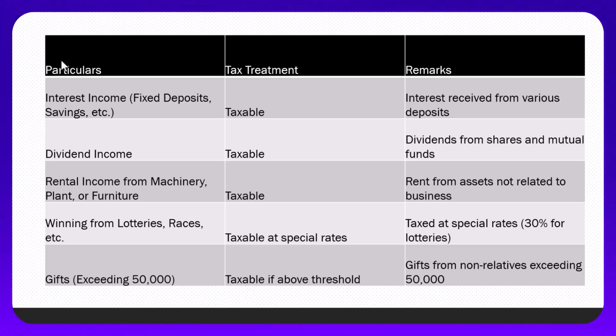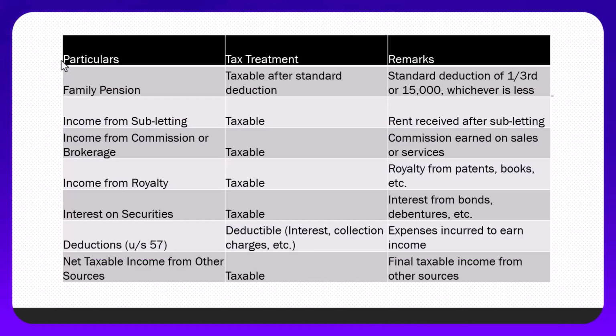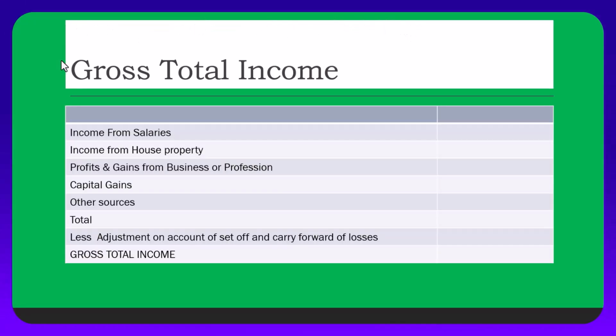Now, if you get a gift from someone exceeding 50,000 rupees, you have to pay tax on that. But if it is coming from a relative, like your brothers or sisters, then you don't have to pay any tax. If the money is coming from any other source and is more than 50,000, you have to pay tax on the entire amount. Suppose I give you 60,000 rupees, you have to pay tax on that. But if I give you 25,000, you don't have to pay any tax. So gifts exceeding 50,000 are taxable.